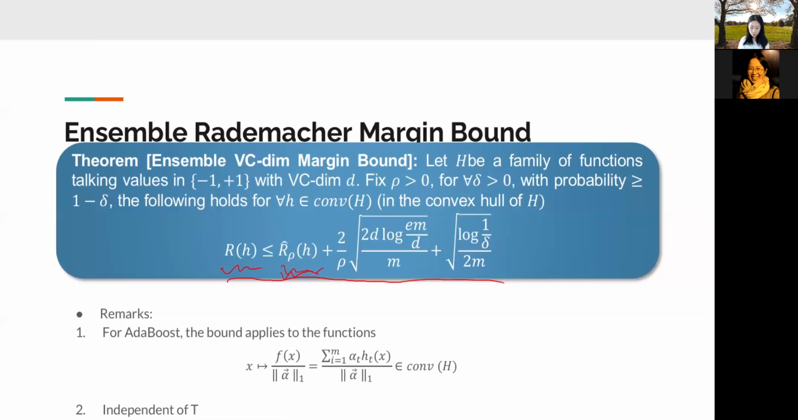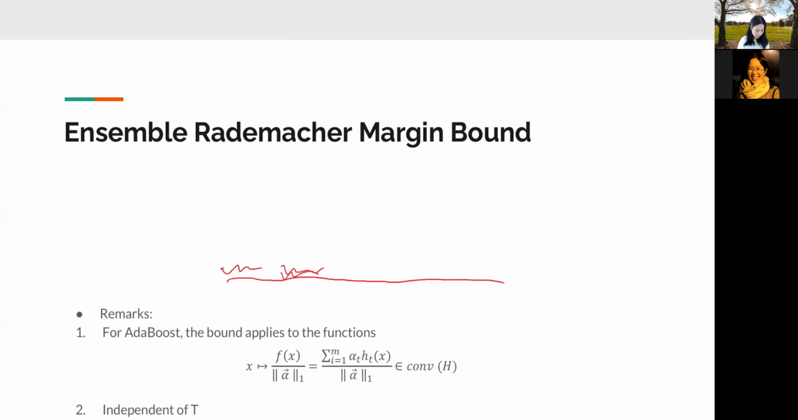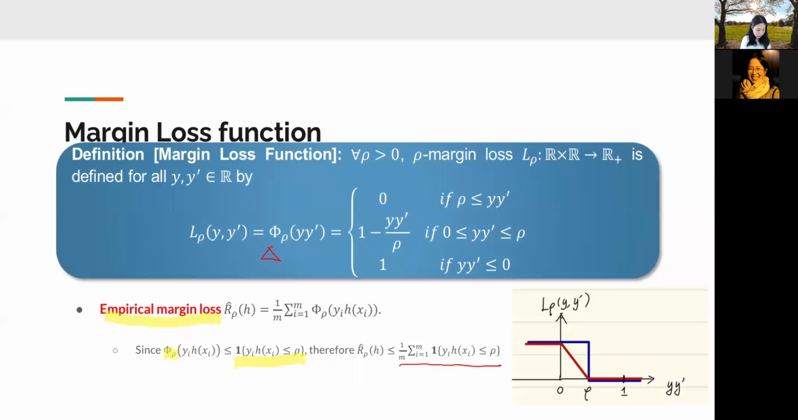right? Do people want to go back to that again? So, this is the empirical margin error. It is the summation of the margin loss function, and the margin loss function satisfies this thing here. Okay.